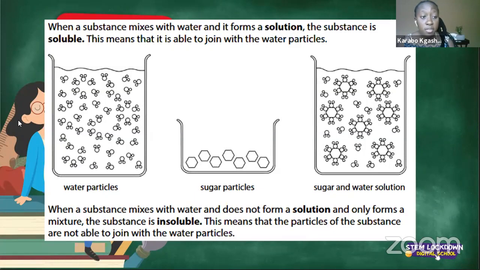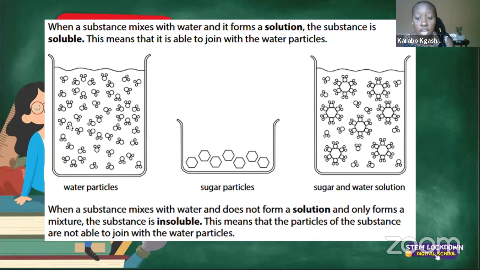Now, if you look at the very first picture, there are just all the water particles. They look like little teddy bears with ears. Those are water particles. Then the picture in the middle shows your sugar particles. Now, for me to make a solution, I need to mix the water and the sugar to make a sugar and water solution. All right.